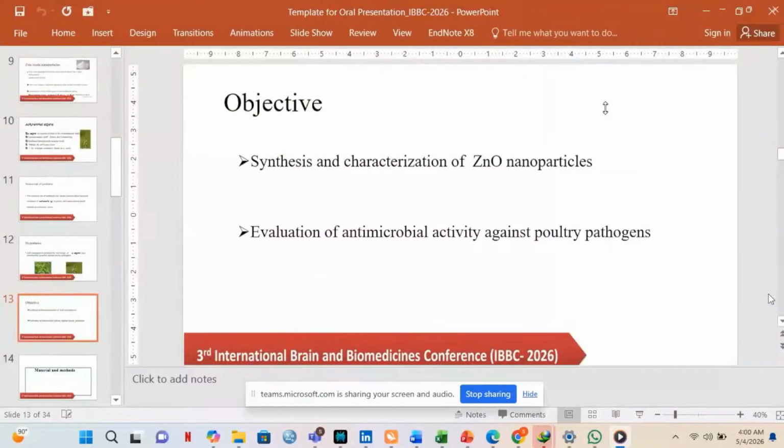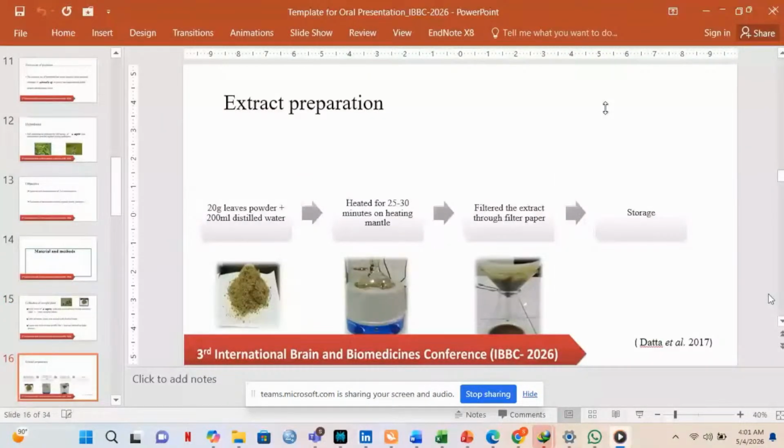Materials and methods. First of all, collection of the sample plant, which was procured from the Qadim campus, Lahore, Punjab University. After collection, it was washed with distilled water, then dried at 160 degrees centigrade for 1 hour and ground to make a powder. Then extract preparation. The extract was prepared with distilled water and then heated for 25 to 30 minutes on a heating mantle, then filtered through filter paper to obtain the filtrate, which was stored.